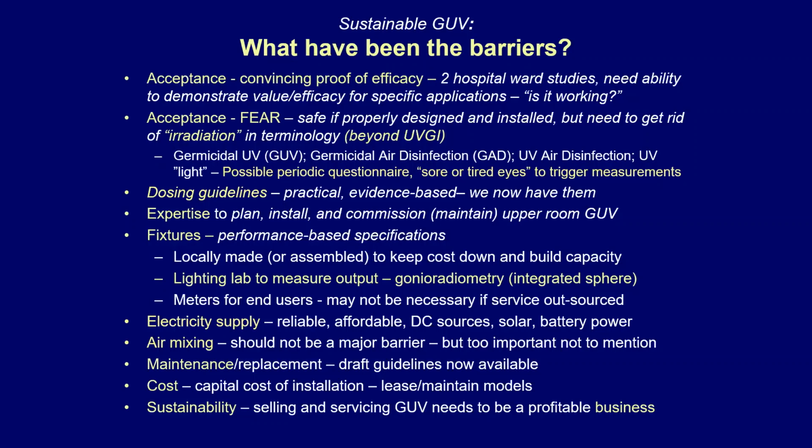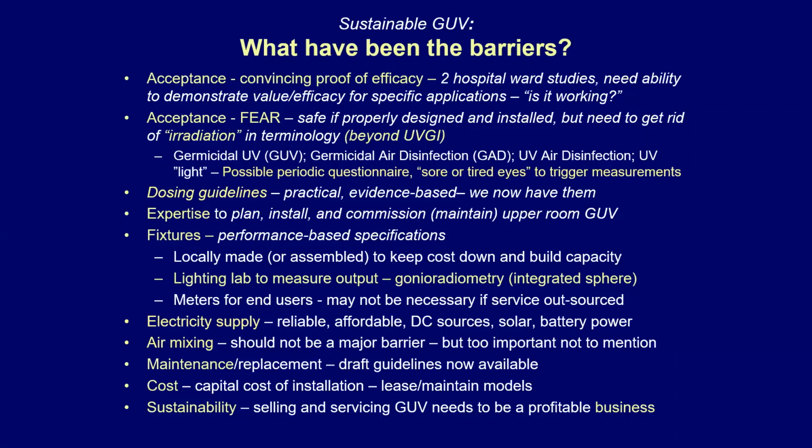Fixtures are being made locally in India and many other places now in cooperation with companies that know how to make them. You need to have a UV meter to be able to monitor it, or the company that's maintaining it needs to have meters. You need to have electricity. There needs to be air mixing, so we often suggest low velocity ceiling fans that are commonly found everywhere in the world. You need maintenance, as mentioned, and there is some cost involved in installation.